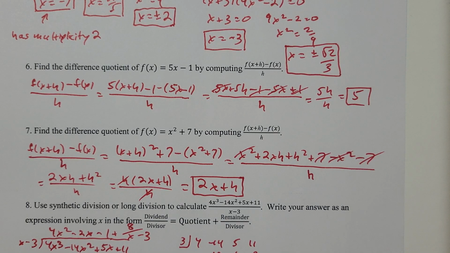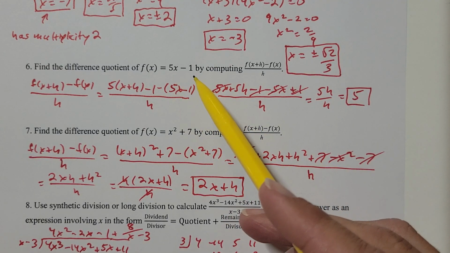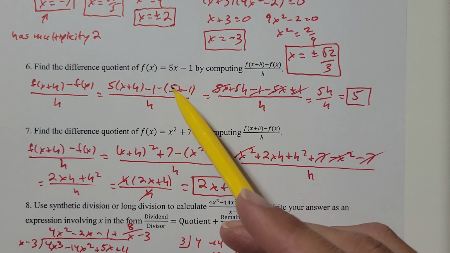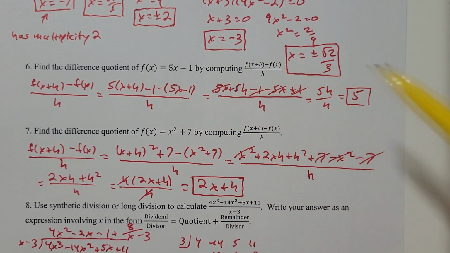Okay. By the way, the difference quotient of a line, that's what I got, is always going to be the slope of the line. That will always happen. So if I had some other function, like let's say f of x equals negative 6x plus 3, the difference quotient would be negative 6. Okay? That will always happen.